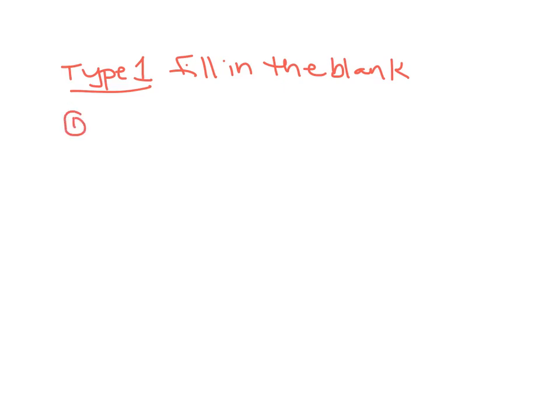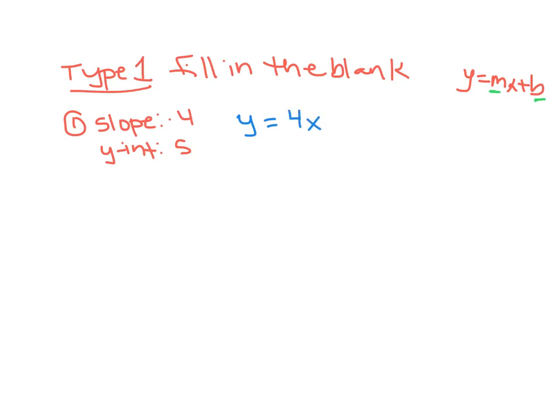So the fill in the blank ones are just like if I tell you slope is -4, y-intercept is 5, you go through the y equals mx plus b, and this is where you fill in the m, which we said was a slope, the b, the y-intercept. So you basically just do y equals -4x, and then the y-intercept, 5, and you have your equation.